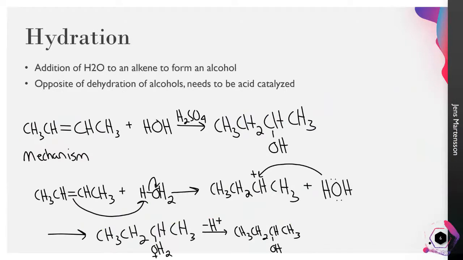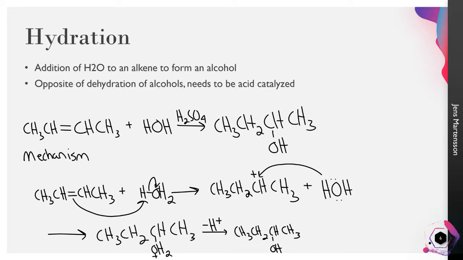Okay, so the other type of addition reaction we learned is hydration, which is where we add water to an alkene, which forms an alcohol. And if you remember from last section, this is just the opposite of dehydration of alcohols, where we take off a hydrogen and the OH group to form an alkene. This is just the backwards, where we add water to the alkene to make an alcohol.